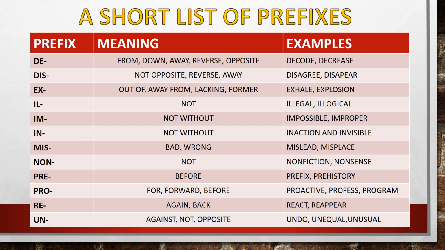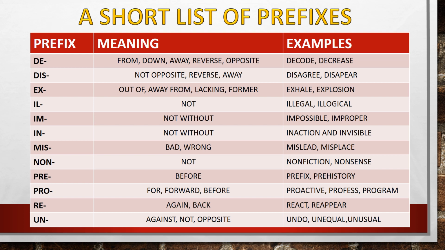Il means not, like illegal, illogical. Im means not, without, like impossible, improper. In means not, without. For example, inaction and invisible. Mis means bad, wrong. For example, mislead, misplace. Non means not. For example, nonfiction, nonsense.